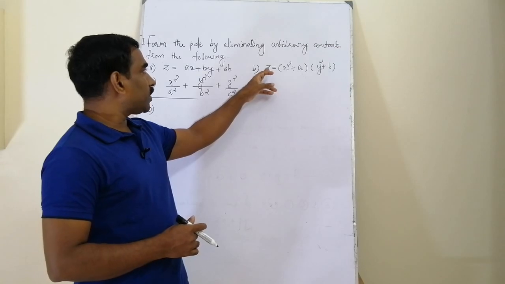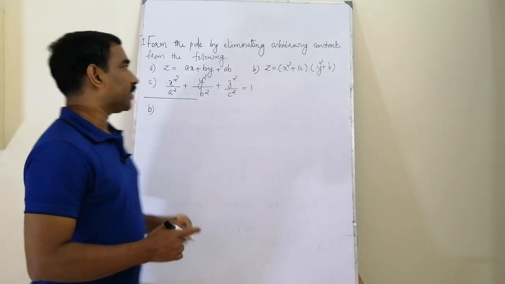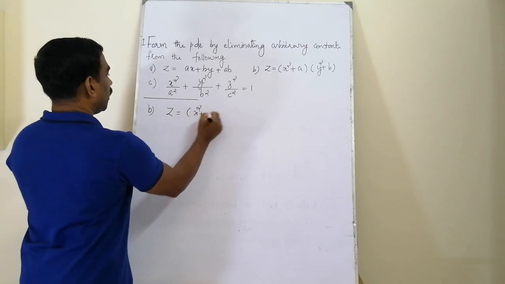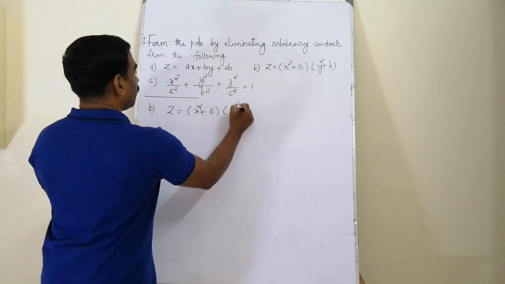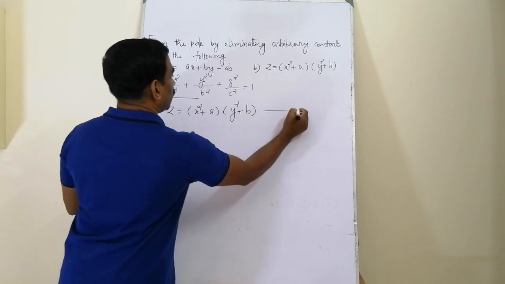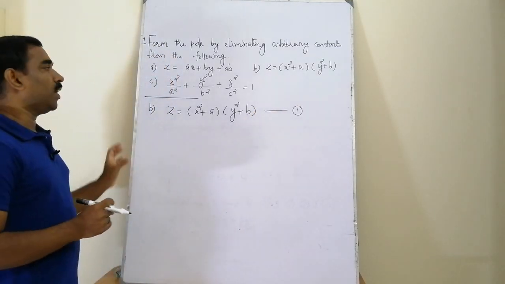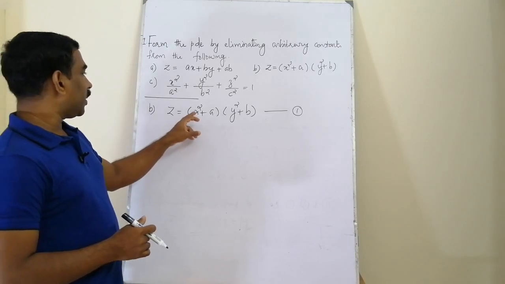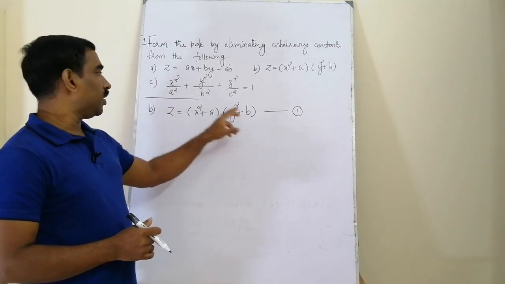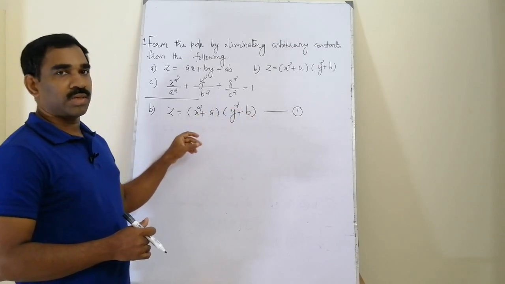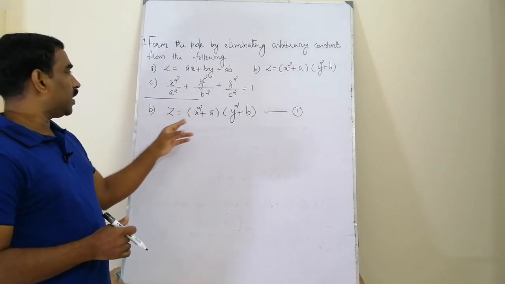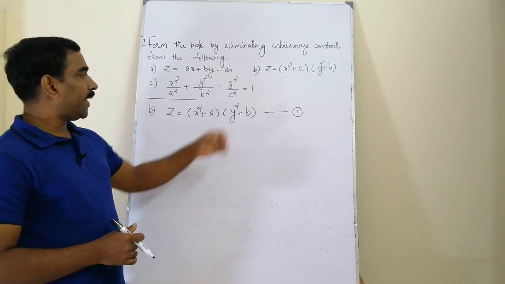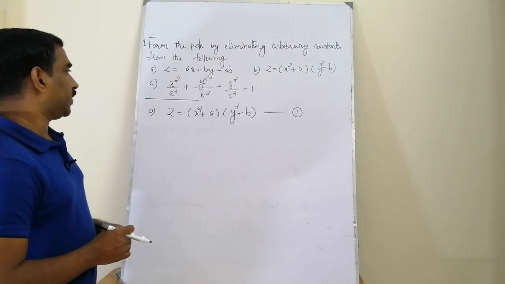See, the second relationship is z is equal to x square plus a into y square plus b. So this is the given condition. We mark it as equation number 1. As in the previous case, here also the number of independent variables, what are the independent variables? x and y are the independent variables, where a and b are arbitrary constants. Here also the number of independent variables is equal to the number of arbitrary constants. So we can expect a first order partial differential equation.